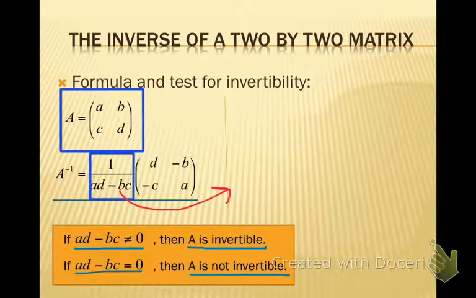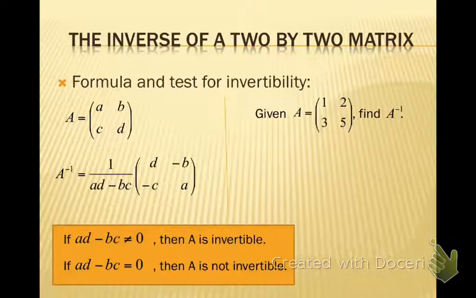This is a scalar that we multiply by this matrix D, negative B, negative C, A to get the inverse. This part is called the determinant of A. So the determinant of A is AD minus BC. If it is equal to 0, then the denominator is undefined, which again tells us that the matrix A is not invertible.